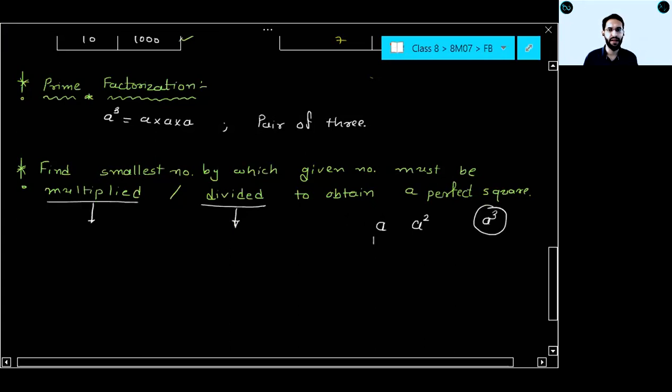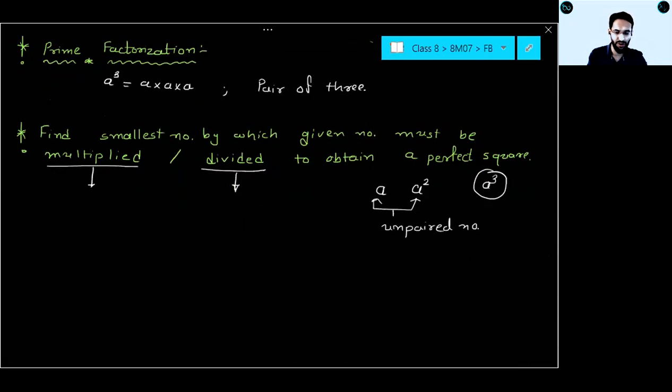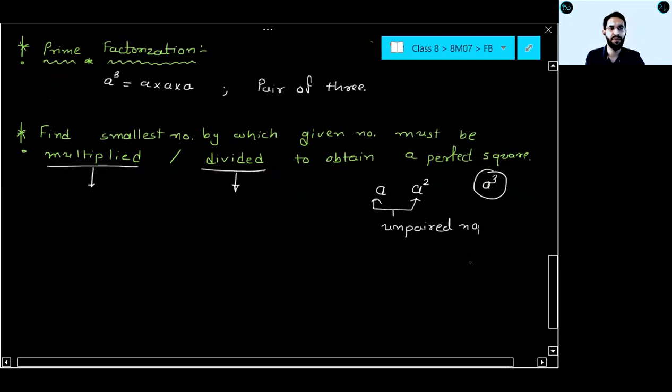Please tell me. A and a square both are your unpaired numbers or not? Here, with respect to a cube. First, did you understand this or not? Okay. A and a square both are unpaired numbers. If any student has a doubt in this, first ask me, right? A and a square both are unpaired numbers.